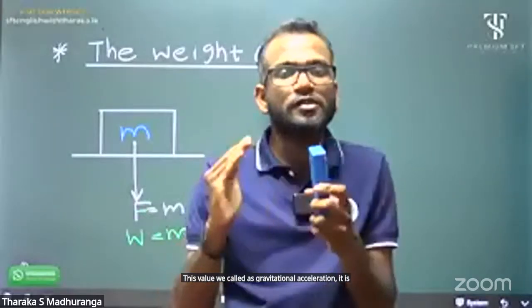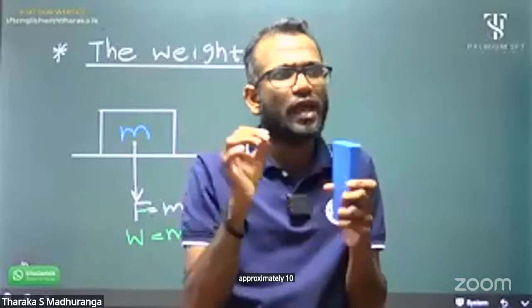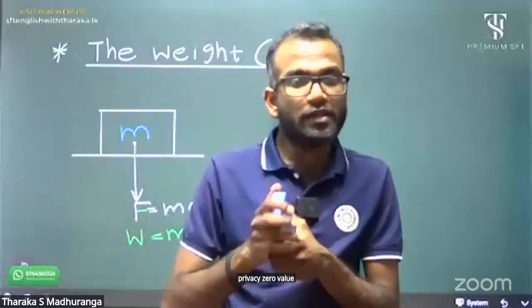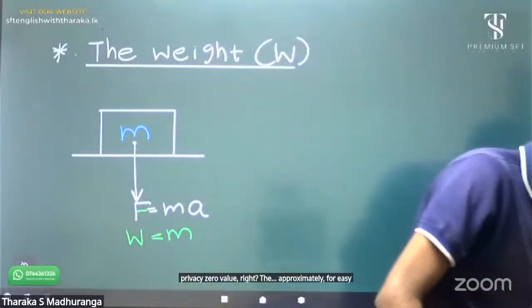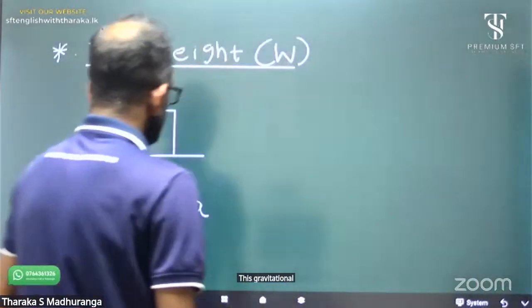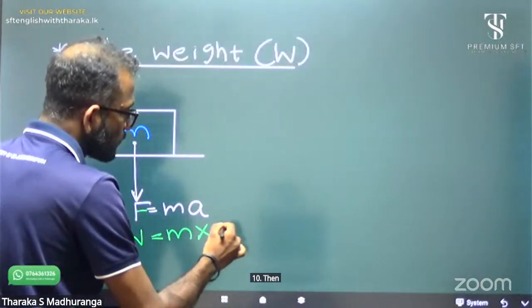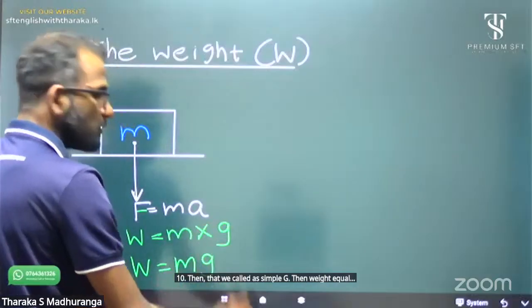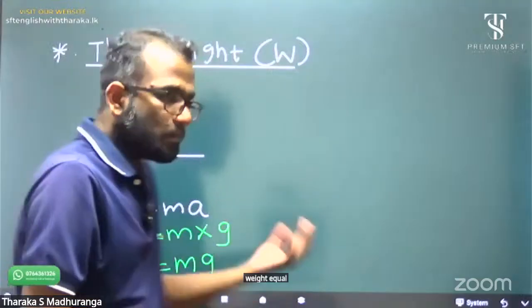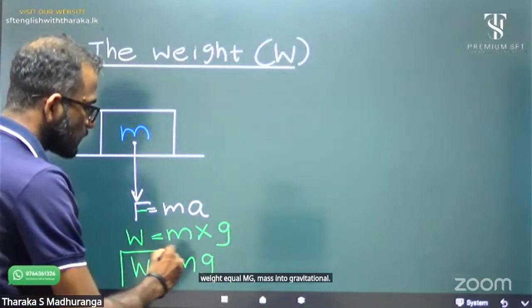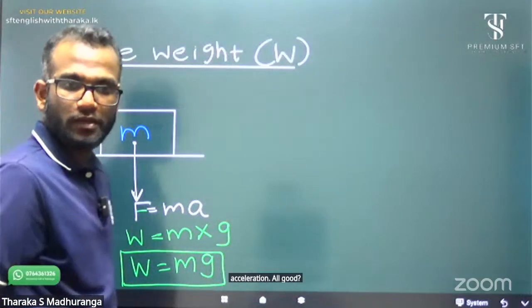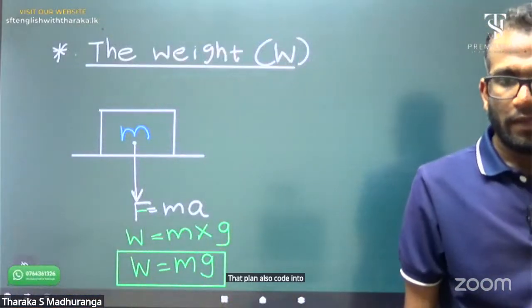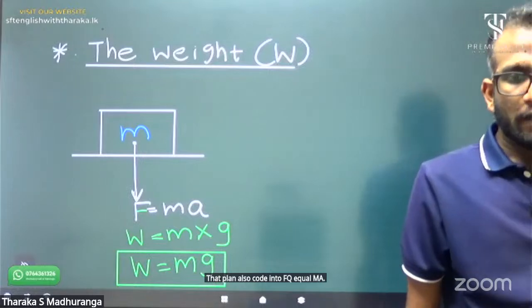Normally this value we call the gravitational acceleration. It is approximately 10. The actual value is 9.8. For easy calculation, think this gravitational acceleration is 10. Then we call that simply g. Then weight equals mg. Weight equals mass into gravitational acceleration. I got that also according to F equals ma.